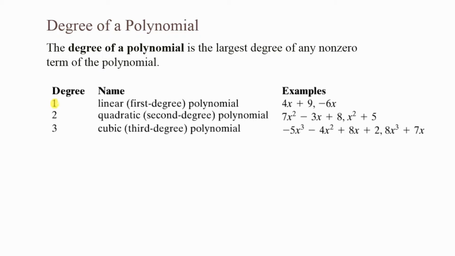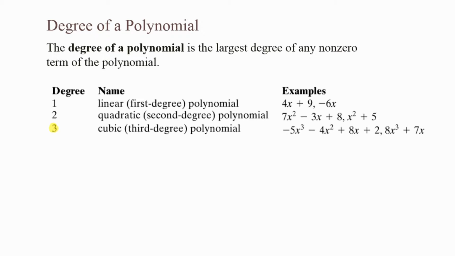For a degree of 1, it's a linear polynomial or a first-degree polynomial. An example of a linear polynomial: 4x plus 9, negative 6x. For a degree of 2, that's a quadratic polynomial or a second-degree polynomial. Some examples would be 7x squared minus 3x plus 8, x squared plus 5.